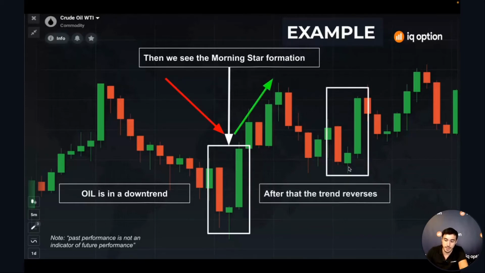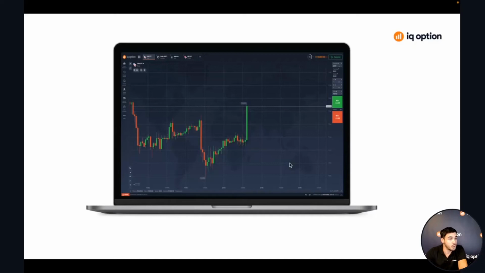See another example here: red, small green, followed by a big green, indicating price to go up. In both cases, my stop loss would have worked beautifully because here is where my stop loss is, here is where my stop loss is. Although it goes down, it never reaches my stop loss, allowing me to close the position either here or here or here. Let's go live and see some examples on the live account.